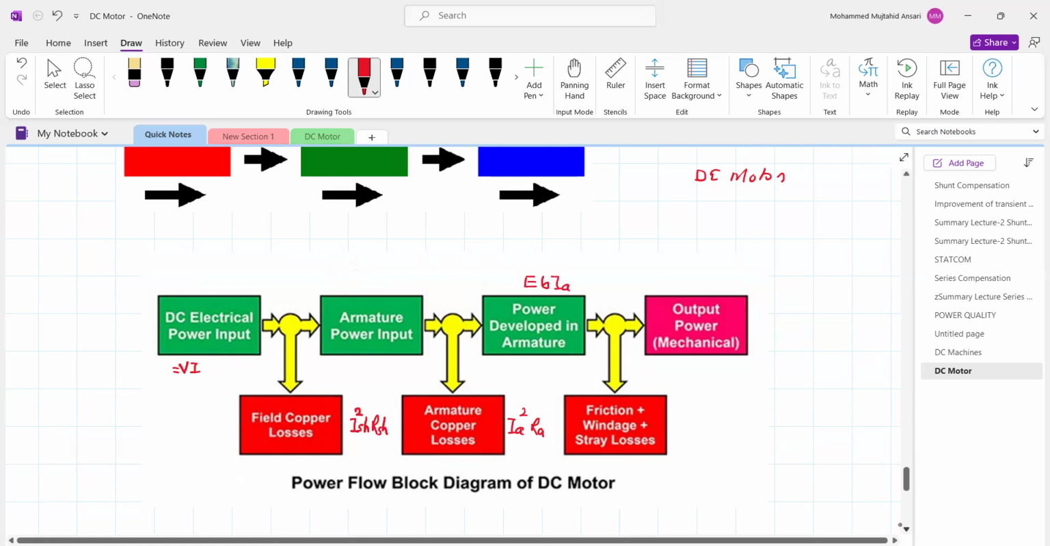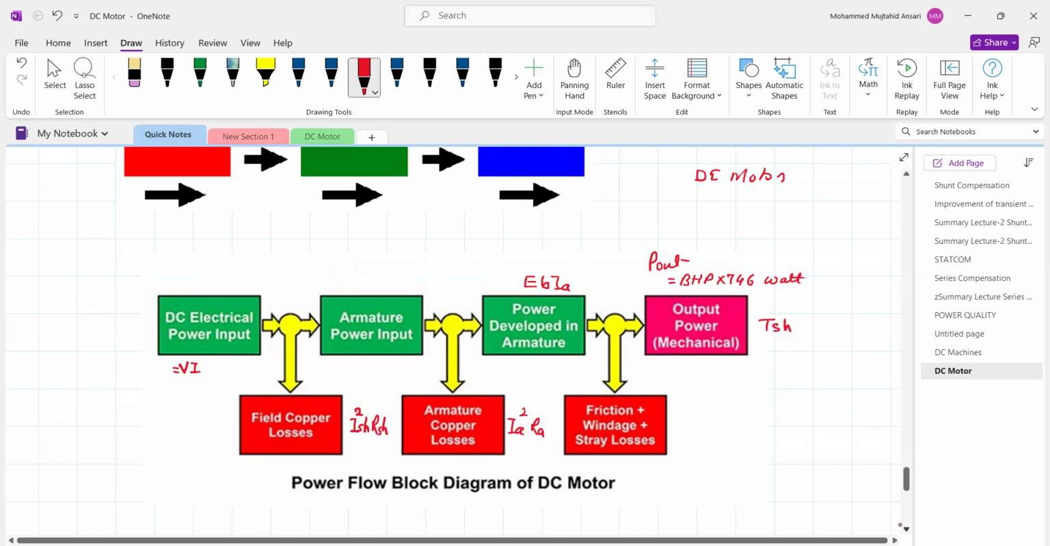After the gross mechanical power developed, there are frictional and windage losses. After the frictional and windage losses, we get the mechanical output in the form of BHP, brake horsepower, or HP. If you multiply by 746 watt, it comes into power. It is the output power, say this is P_out, and we get the shaft power output T_SH.